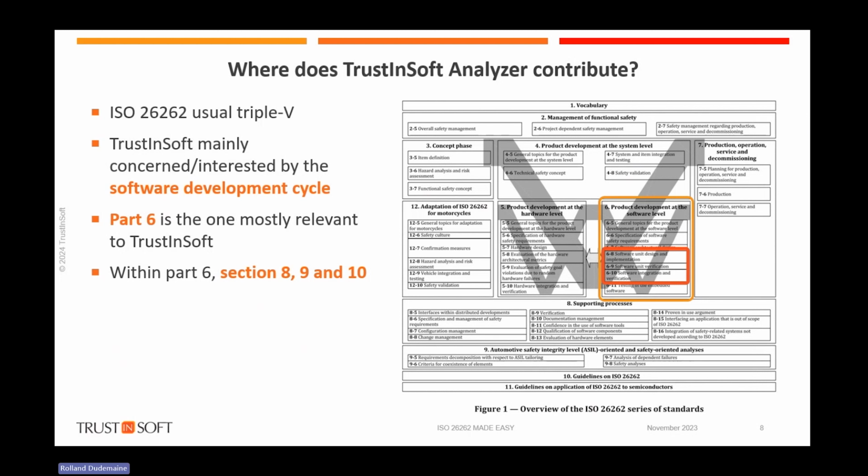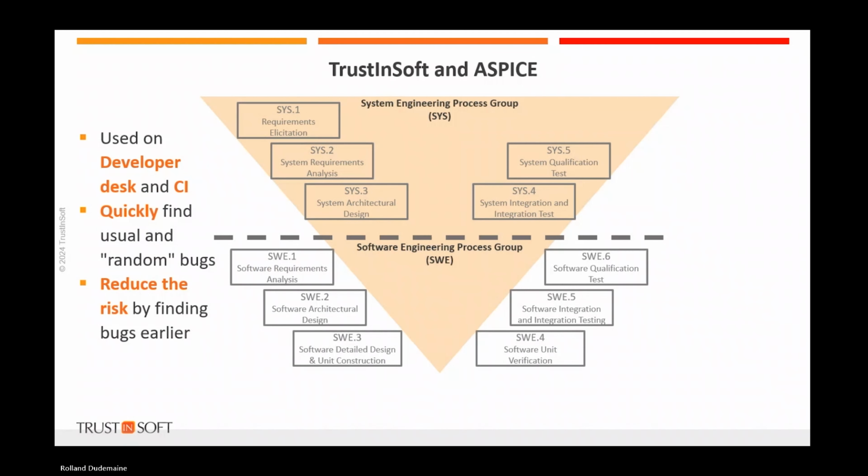Because it can be integrated as a quick verification item, it can help you give feedback very quickly to the design and implementation. But mostly, this is part 6, sections 8, 9, and 10. One way for many automotive customers to apply processes that are valid for development of ISO 26262 applications is Automotive SPICE, or in short, ASPICE. And here we recognize the system V, the bigger V, and the smaller V for software.